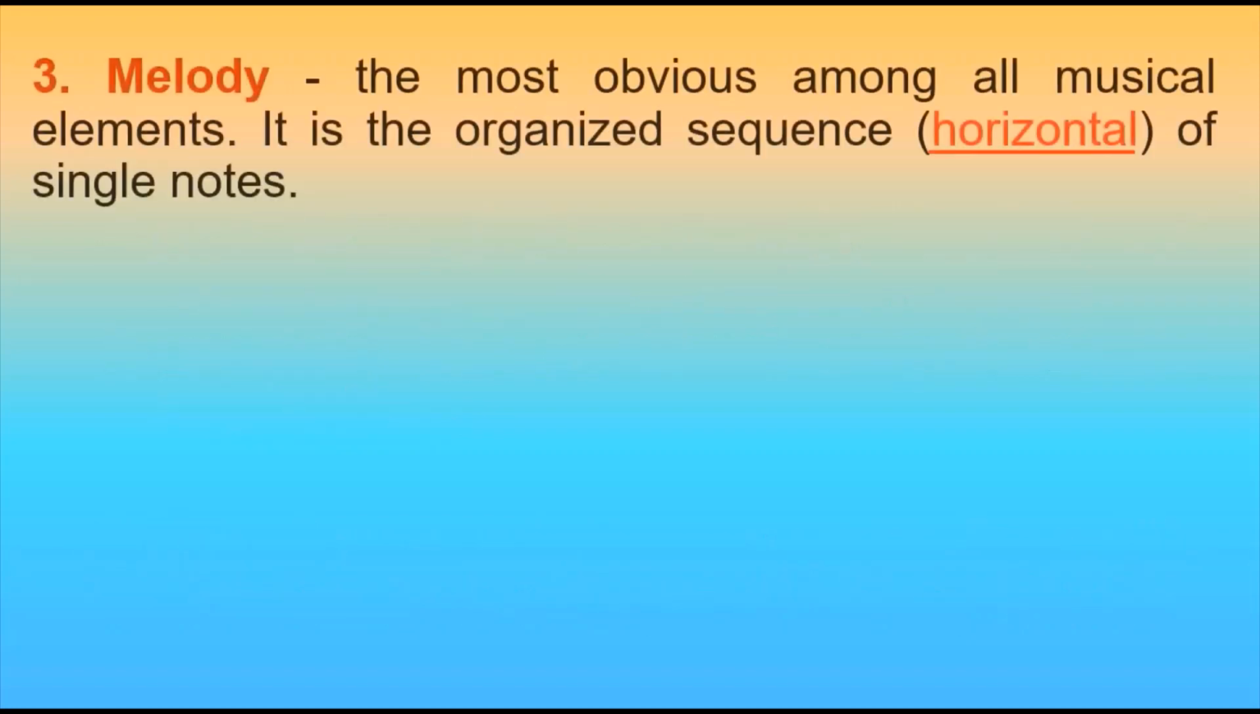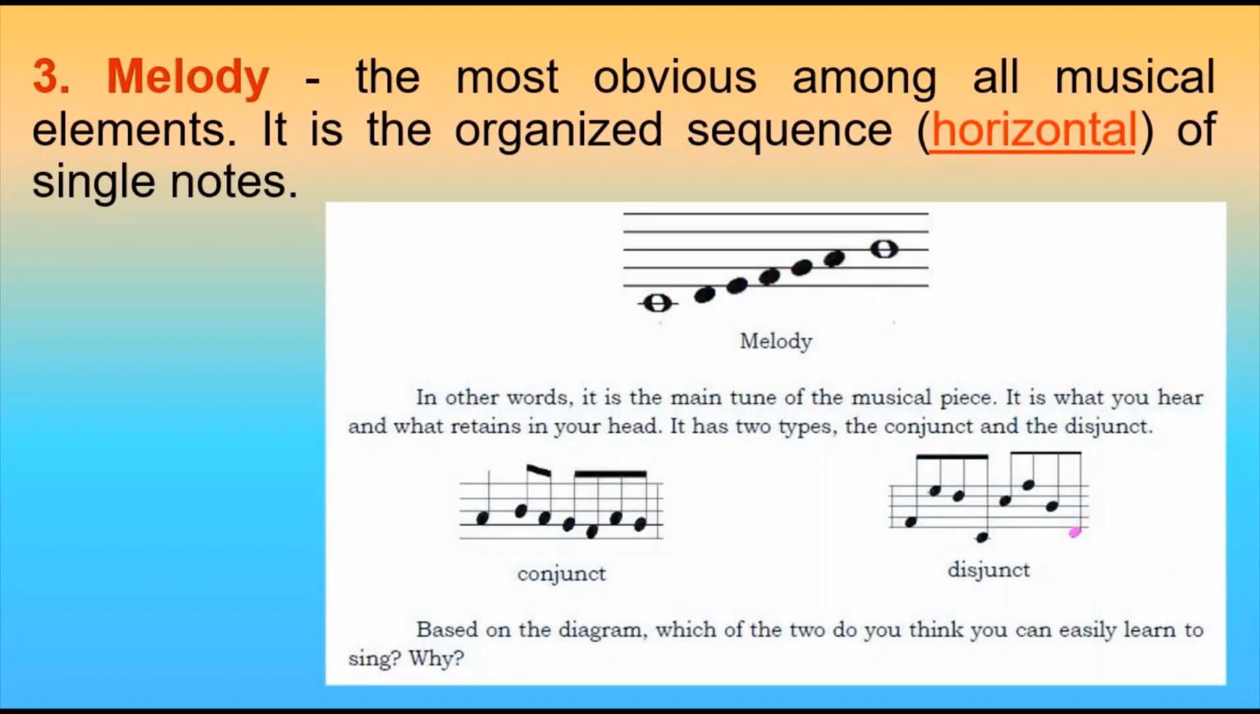Number 3. Melody. The most obvious among all musical elements. It is the organized, sequenced, horizontal arrangement of single notes. In other words, it is the main tune of the musical piece. It is what you hear and what is retained in your head. It has two types, the conjunct and the disjunct.